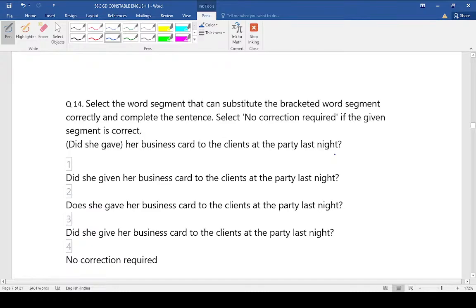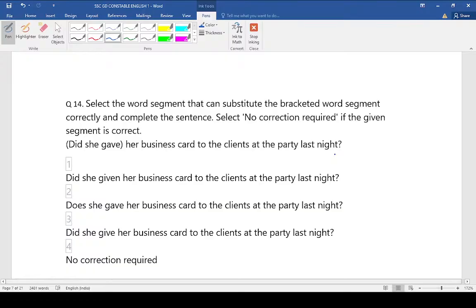Select the word segment that can substitute the bracketed word segment correctly and complete the sentence. Select no correction required if the given segment is correct. If the given segment is correct, we need not change the option; directly we can choose no correction required.